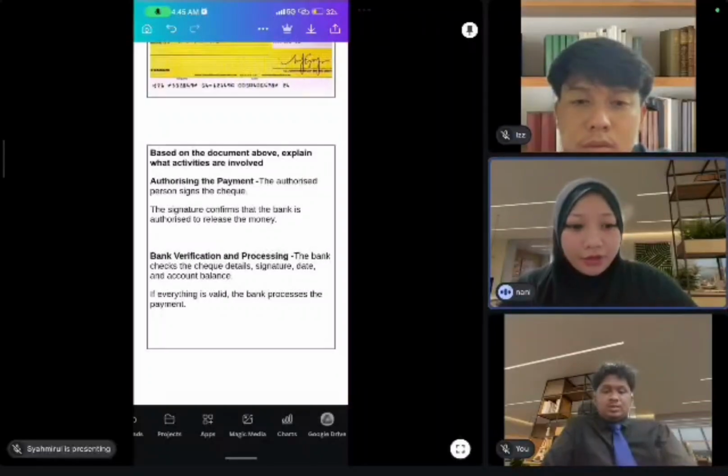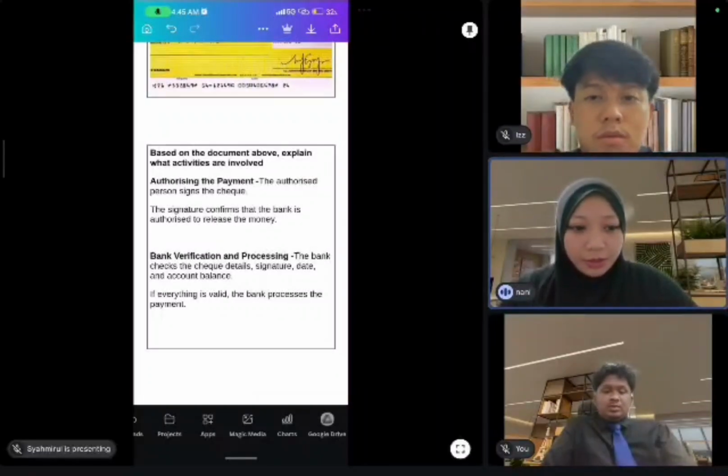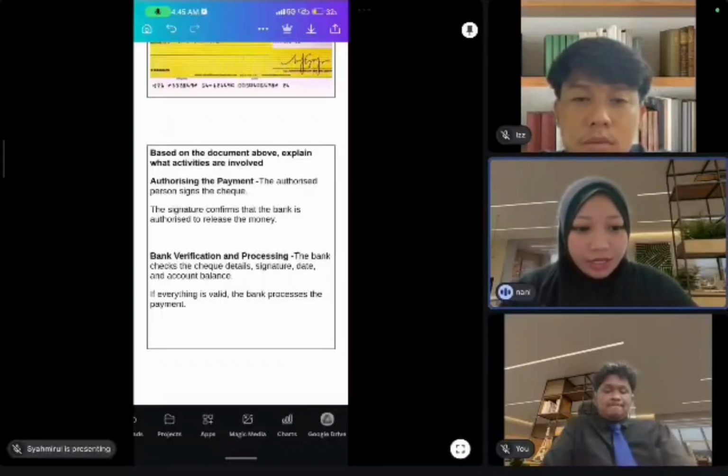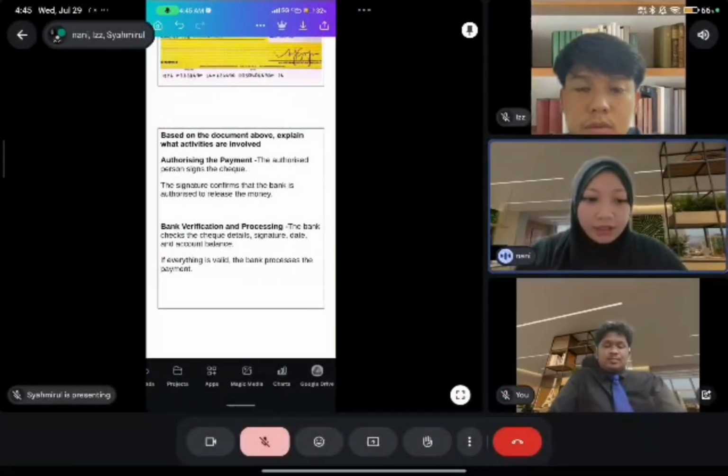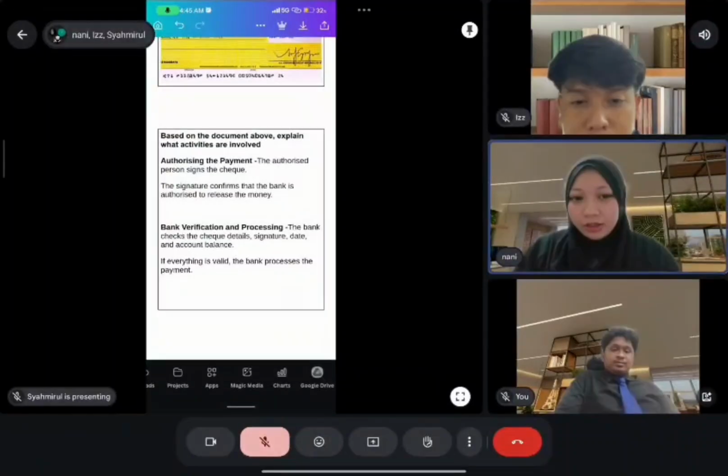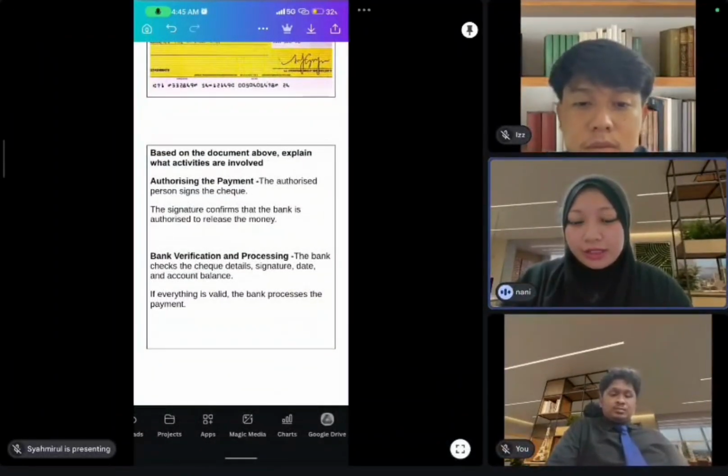Second, bank verification and processing. The bank will check all details, the payee name, amount, date, and signature, and whether there is enough money in the account. If everything is correct, the bank will process the payment and transfer the funds. That's all from us. Thank you.